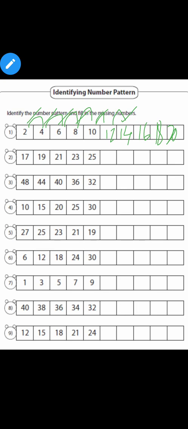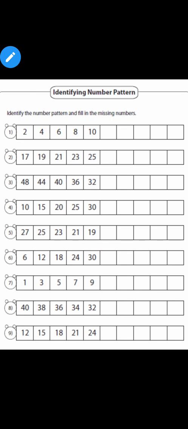If you look at the next one, 17, 19, 21, here also it is increasing by 2. So 17 plus 2 is 19, 19 plus 2 is 21, 21 plus 2 is 23, 25, and it goes on. In the same way, we'll write here 27 and then 29, plus 2 every time.